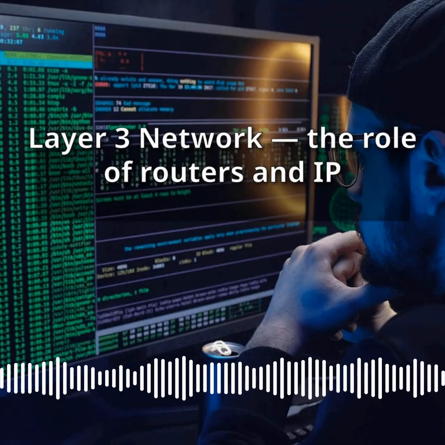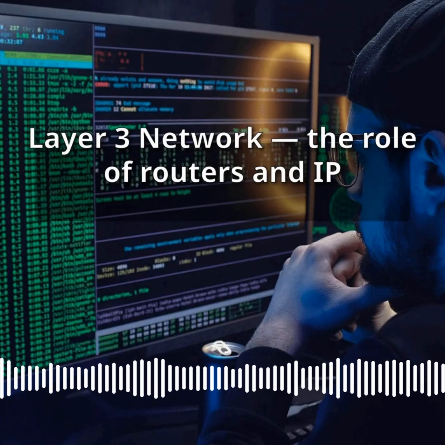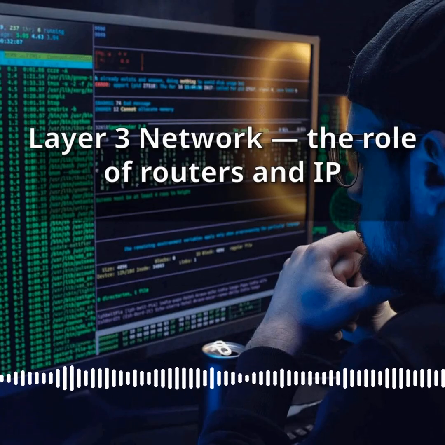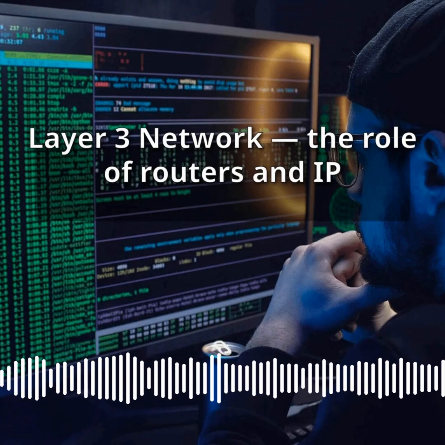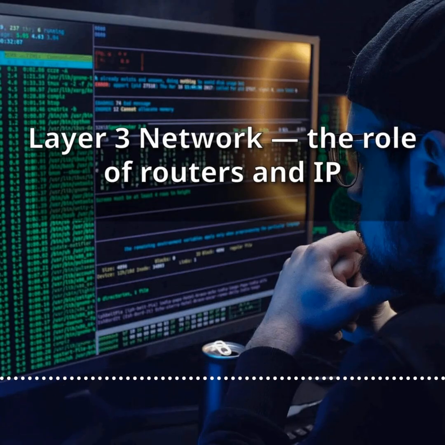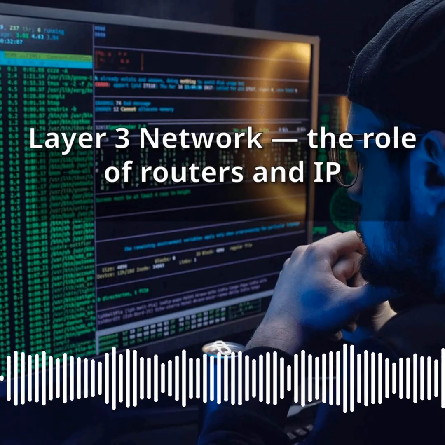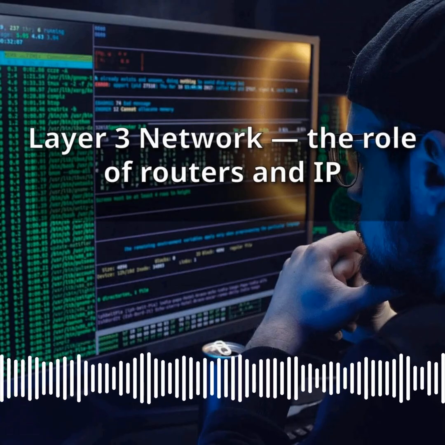What is Layer 3 and what problem does it solve? Imagine you are on your computer at home. You want to visit a website hosted on a server located in another country. Your computer is on your local home network. The server is on a completely different network, potentially thousands of kilometers away. Layer 2 alone cannot solve this problem. MAC addresses only work within the same local network segment. Once you cross a network boundary, you need a different addressing system, one that works globally. That is the job of Layer 3.